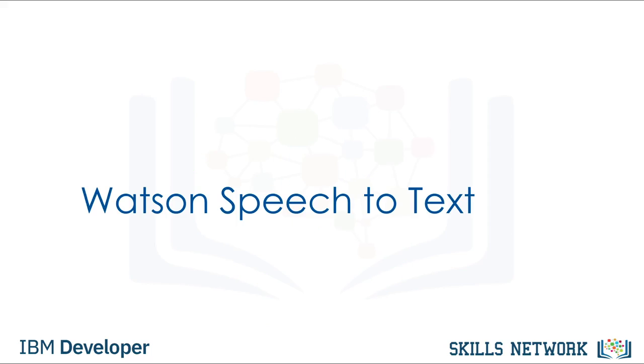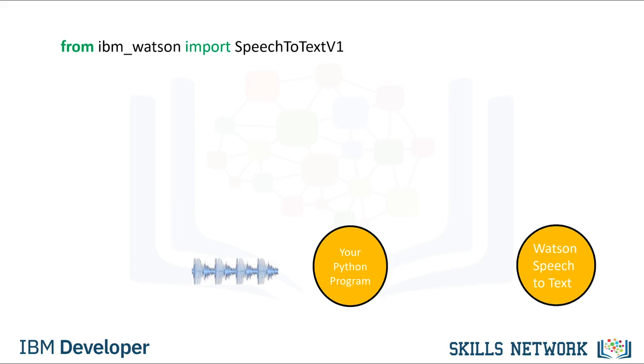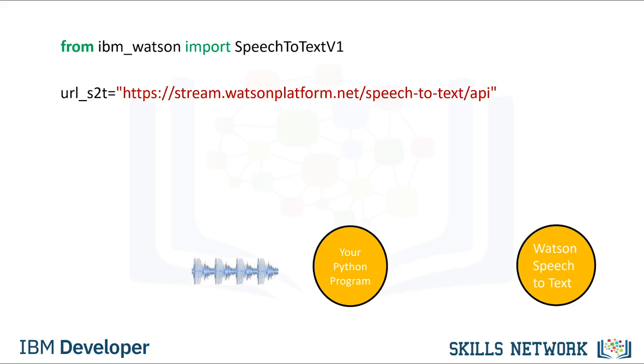Now we will transcribe an audio file using the Watson Text-to-Speech API. Before you start the lab, you should sign up for an API key. We will download an audio file into your directory. First, we import Speech-to-Text v1 from IBM Watson. The service endpoint is based on the location of the service instance. We store the information in the variable URL_S2T. To find out which URL to use, view the service credentials.